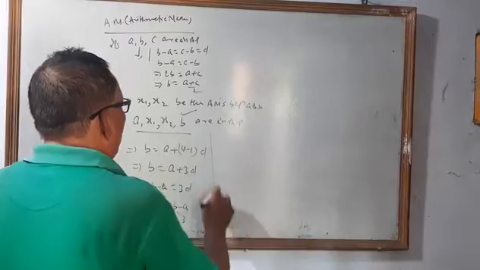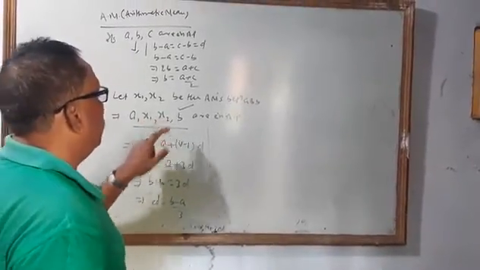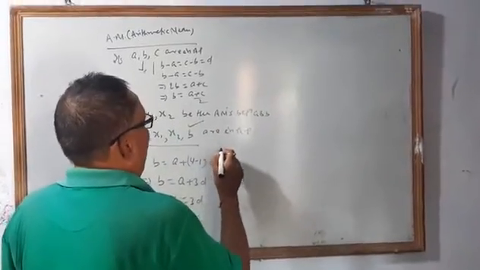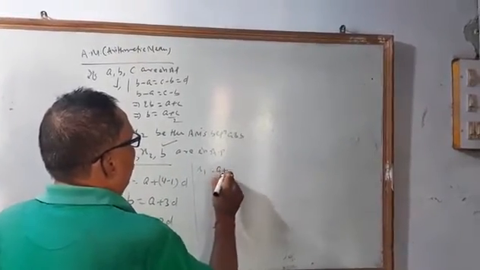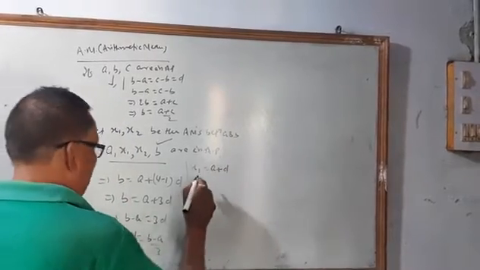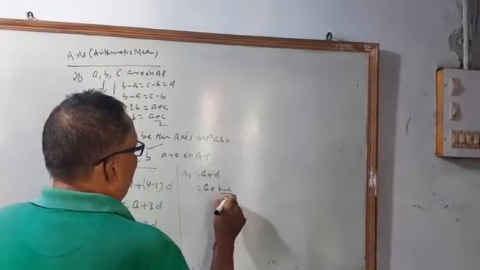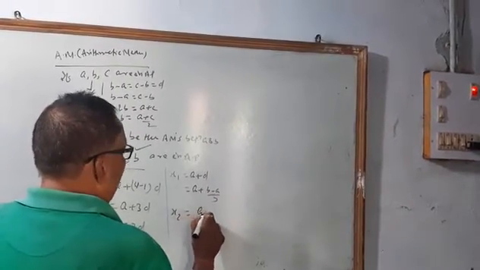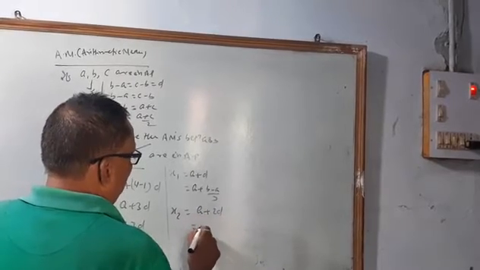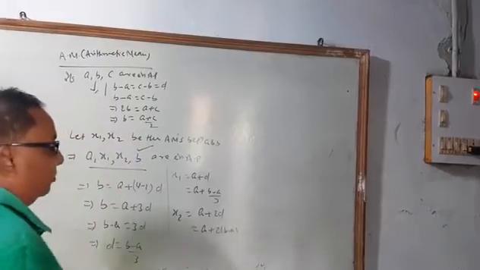Now you have to find the means x1 and x2. x1 will be the second term, so we get a plus d, that means a plus (b minus a) upon 3. x2 will be a plus 2d, that means a plus twice of (b minus a) upon 3.